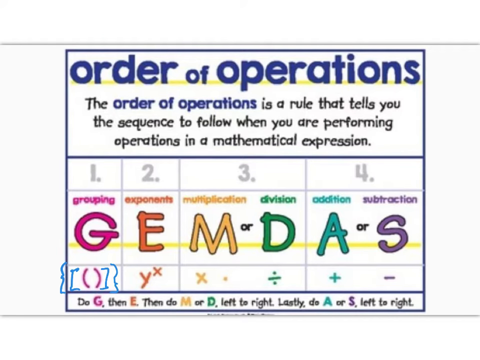And a lot of people forget that multiplication and division are equal. They're opposites of each other. So do those, whichever one comes first. That's why it says do from left to right. And then addition and subtraction are also equal.